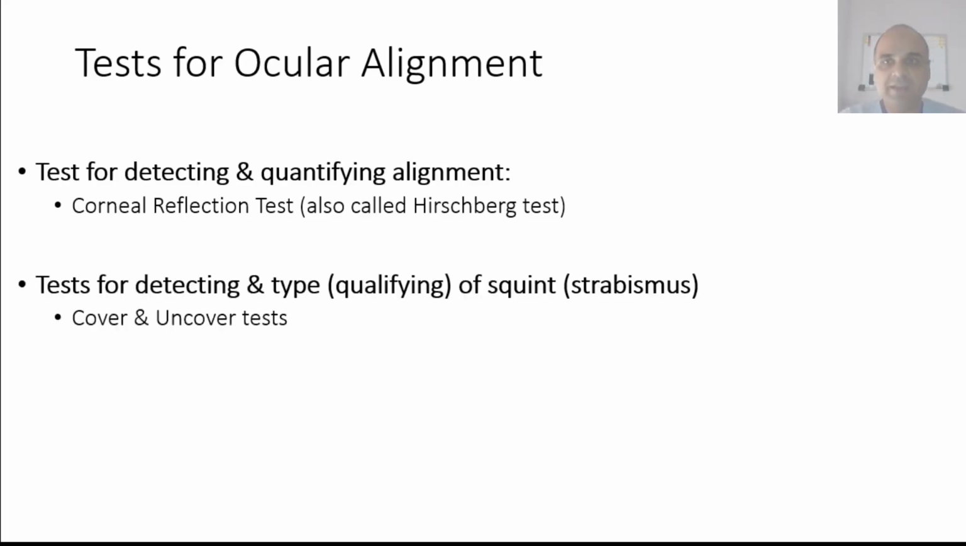The other tests we do, which are sort of more challenging to understand, are cover and uncover tests. And these again help in detecting a squint and also qualifying a squint. What we mean by qualifying a squint, we'll talk about when we talk about these specific tests.